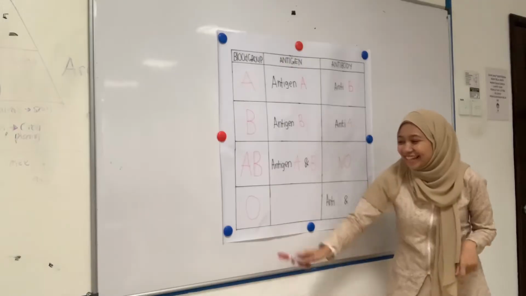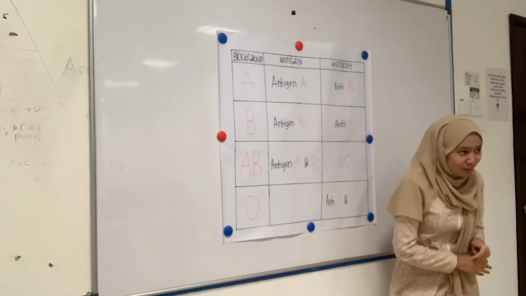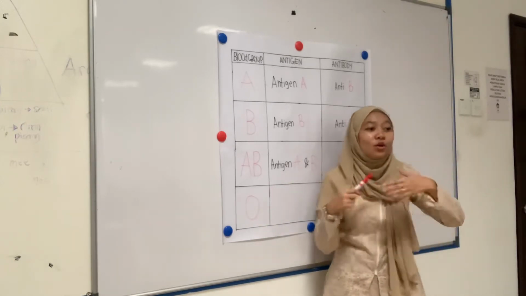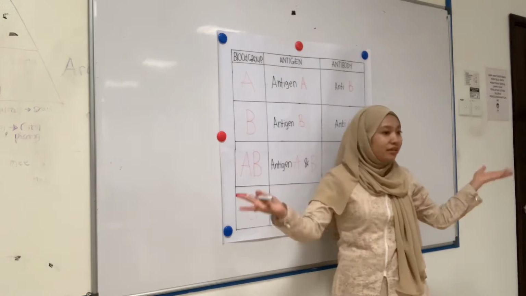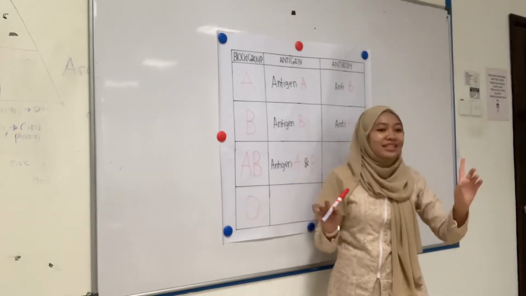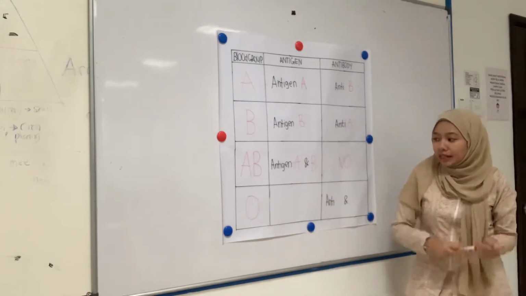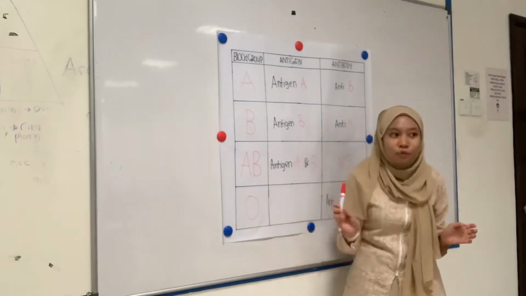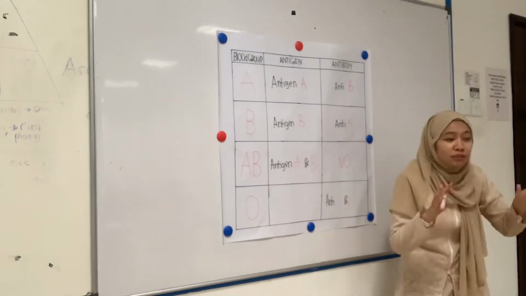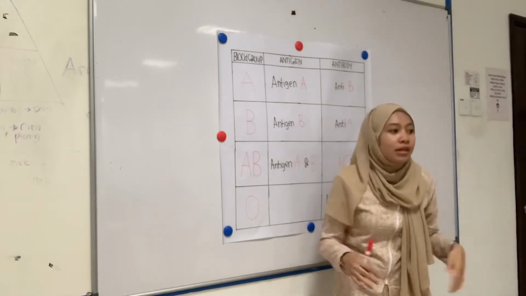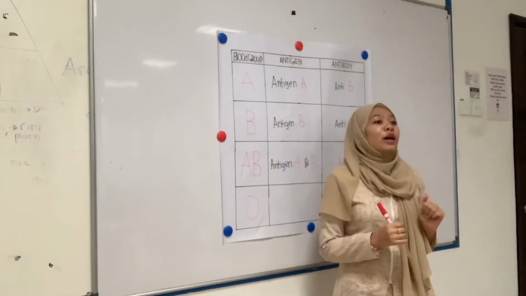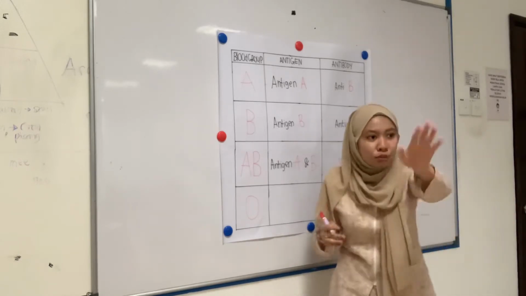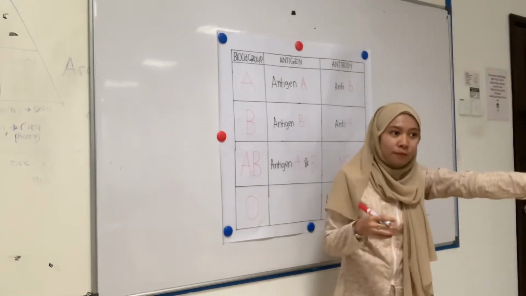Okay. So let's proceed with O blood group. O blood group is considered as a universal donor. What does donor mean? You can give blood. Okay. Thank you so much, everyone. Yes, it means that people with O blood group can give her or his blood to everyone. So let's say that Khalidah is an O blood group individual. Khalidah can give her blood to A, to B, to AB, and also to O.